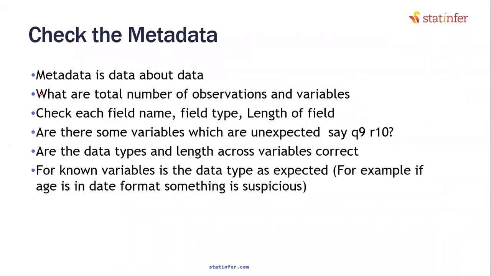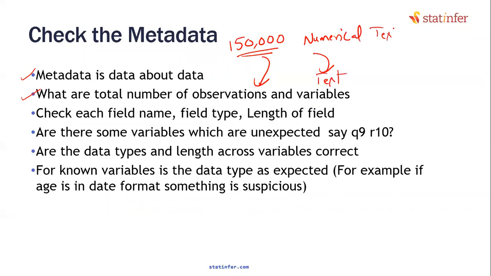What do you mean by basic details? Get the metadata: how many rows are there, how many columns are there, the total number of observations. The business told us that there are 150,000 observations. Do we really have it? What about the variable formats? Business is saying this is numerical, but here we are seeing text data. Business is saying this is text data, but we are getting numerical data, and so on.